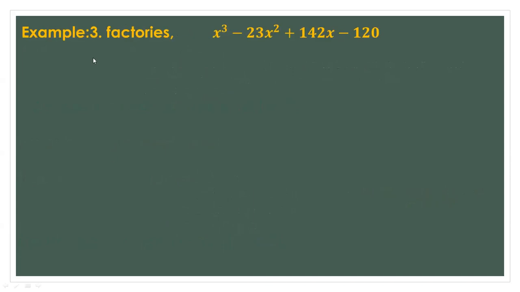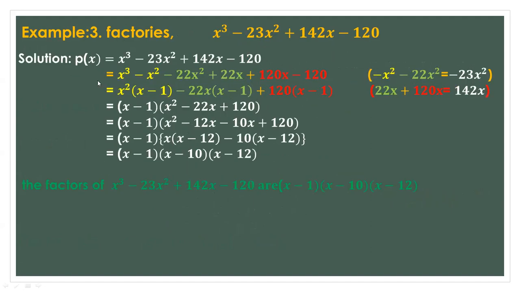So next, an important thing, one more example here, that is a cubic polynomial. We are going to find out the factors for this: x cube minus 23x square plus 142x minus 120. So we have a solution for this problem here. So p of x is equal to x cube minus 23x square plus 142x minus 120.